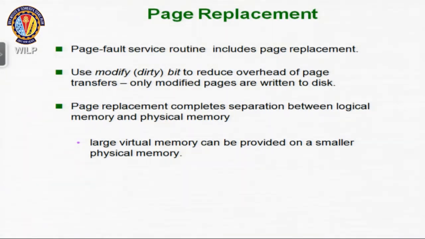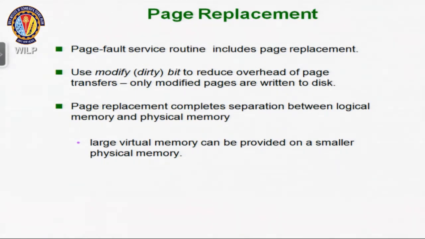So now when we are talking about replacement, there can be a scenario where we have a page which is absolutely clean, meaning to say it is not modified, and we have another category of page which has been modified. So if we logically think, we know that for the page which has not been modified, when I am swapping it out, I need not go and write back onto the hard disk, because there is no change. The copy which is residing on the hard disk and the copy which is residing in main memory are one and the same.